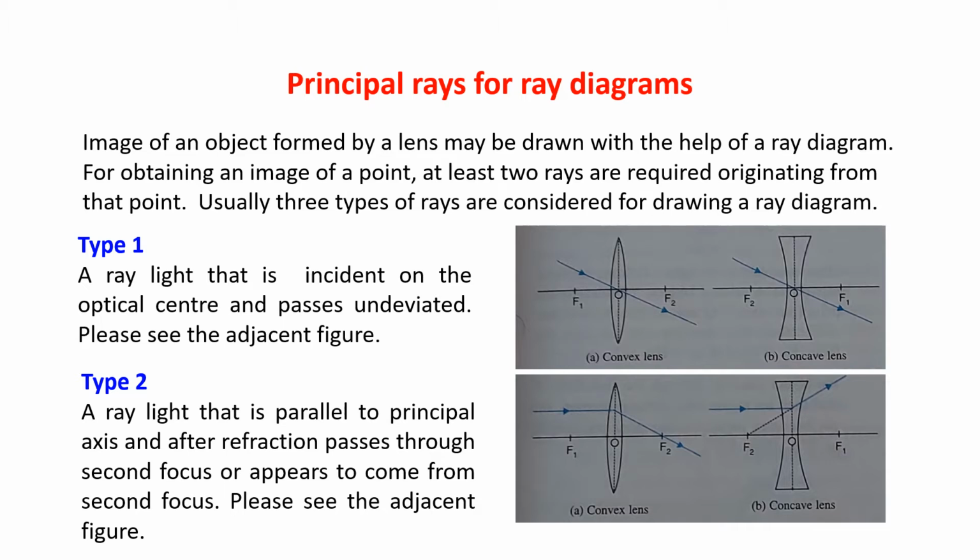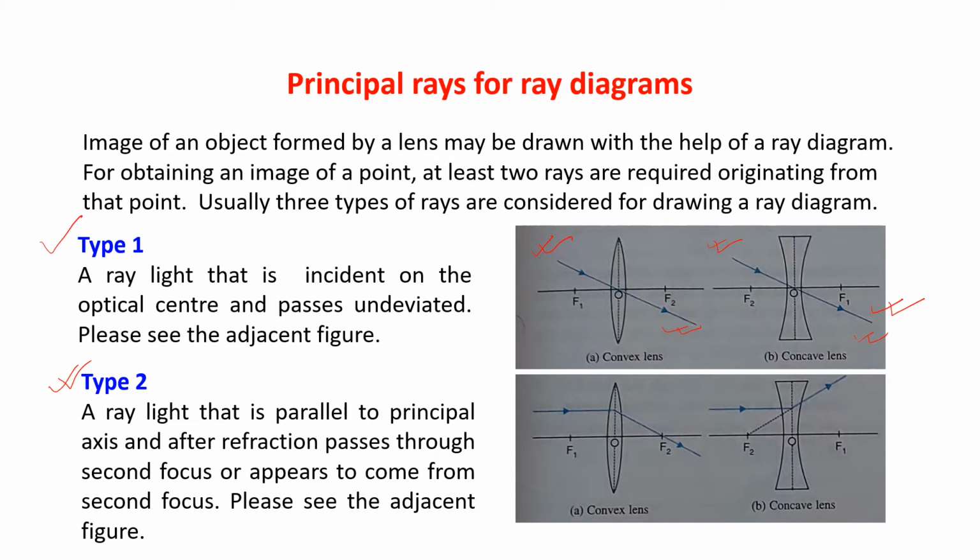Now, the first type of ray: a ray of light that is incident on the optical center passes undeviated. Just see this line. It is incident through the optical center and it is passing undeviated. The same is true for the concave lens. For the concave lens also, this is the incident ray which is passing through the optical center and it passes undeviated.